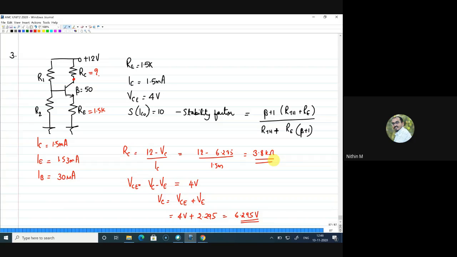Now, if you look at the input side, you need to find R1 and R2 also. One thing we know is that we can convert this into a Thevenin equivalent. If you do that, I can get one equation for RTH. RTH is R1 R2 divided by R1 plus R2. Both R1 and R2 are unknown. From the stability factor equation also you get RTH, because RE is known and beta is known, so you will get a value for RTH.